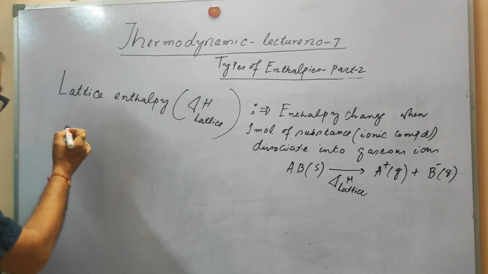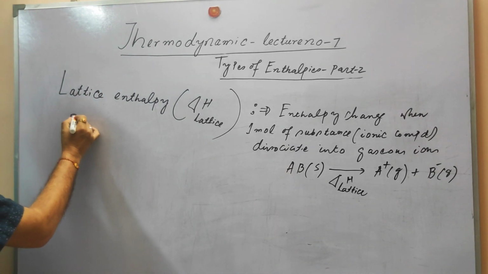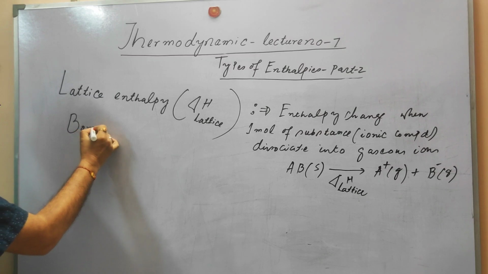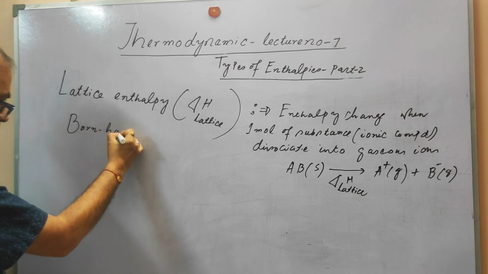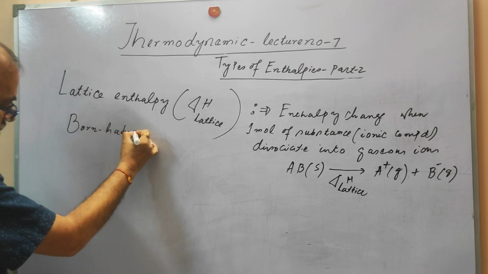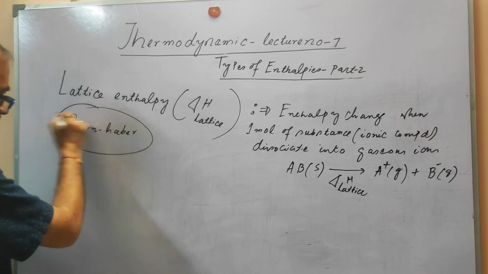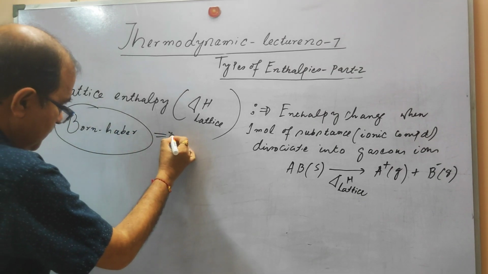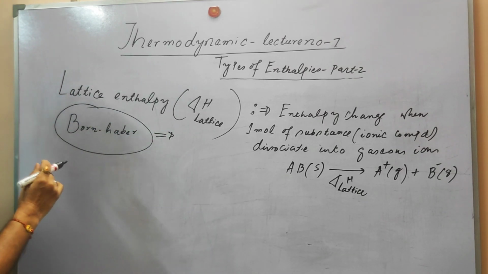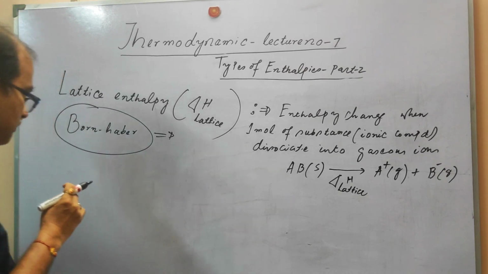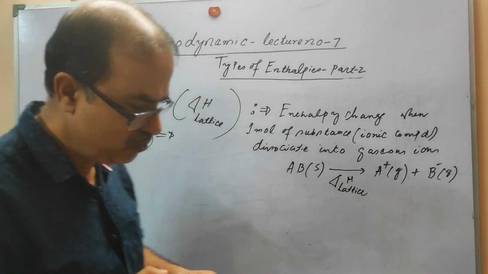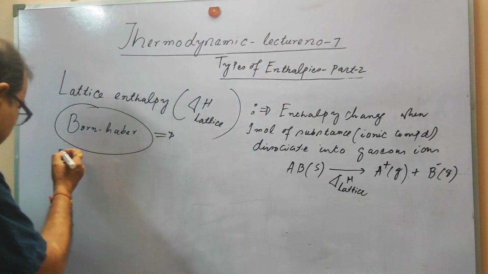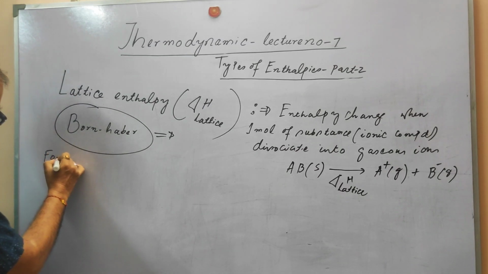You have to take the help of a very important cycle. This is called the Born-Haber cycle. Born-Haber cycle, what is that? Let us first understand. We will take one example that will be helpful for you to understand. We are taking the example of NaCl.